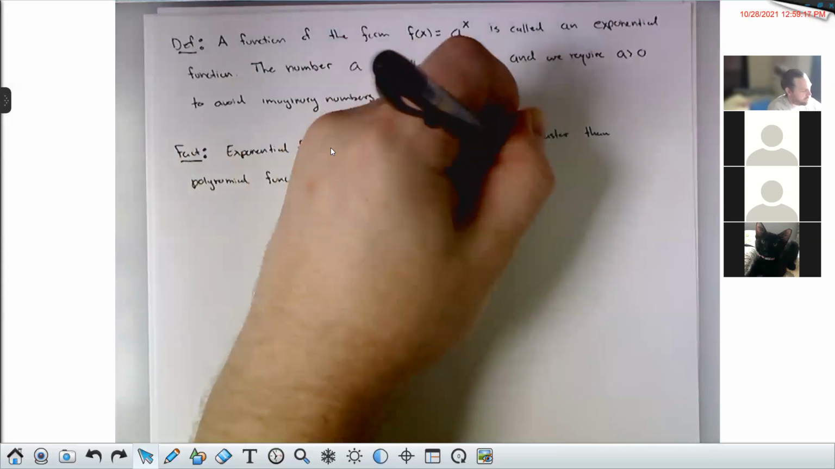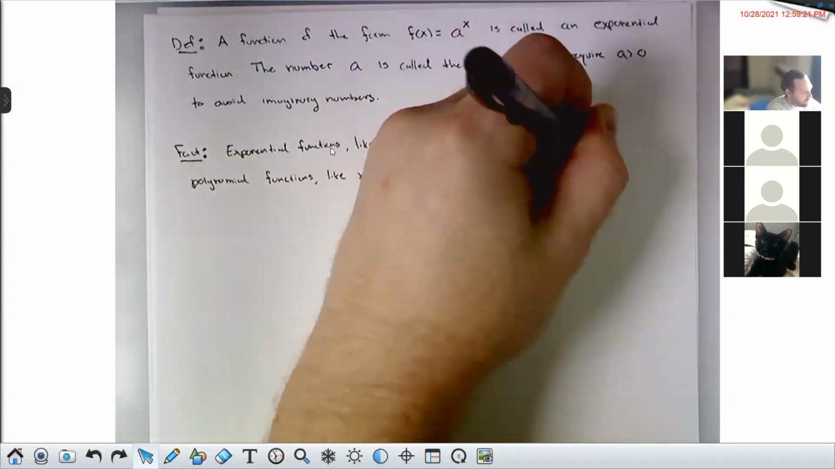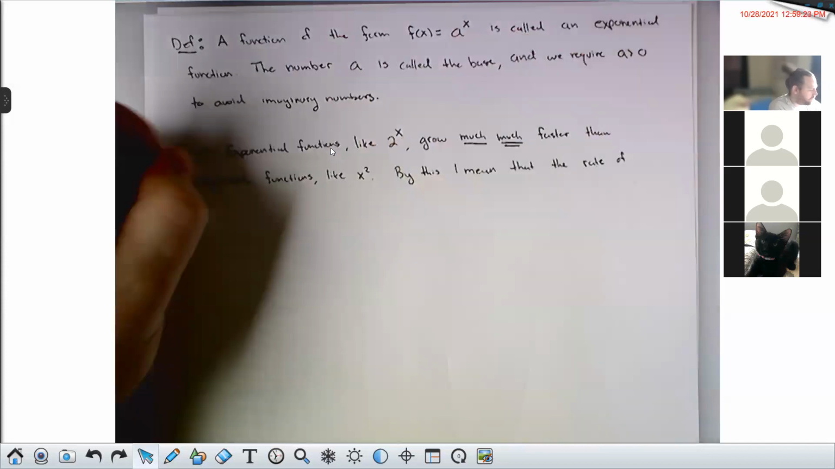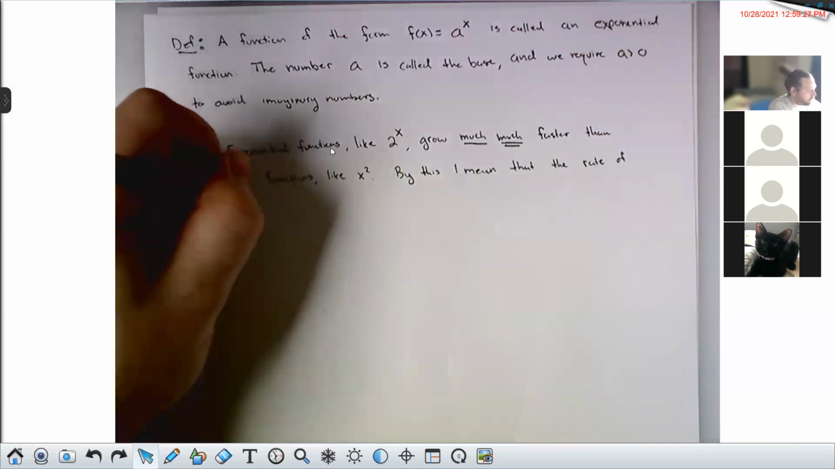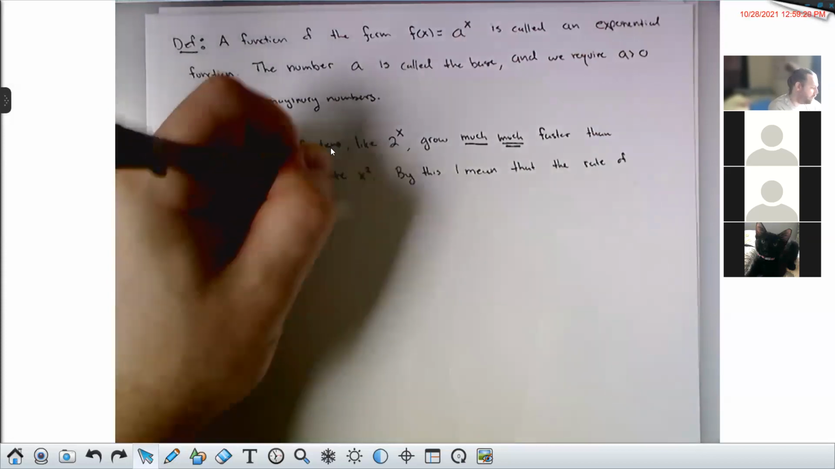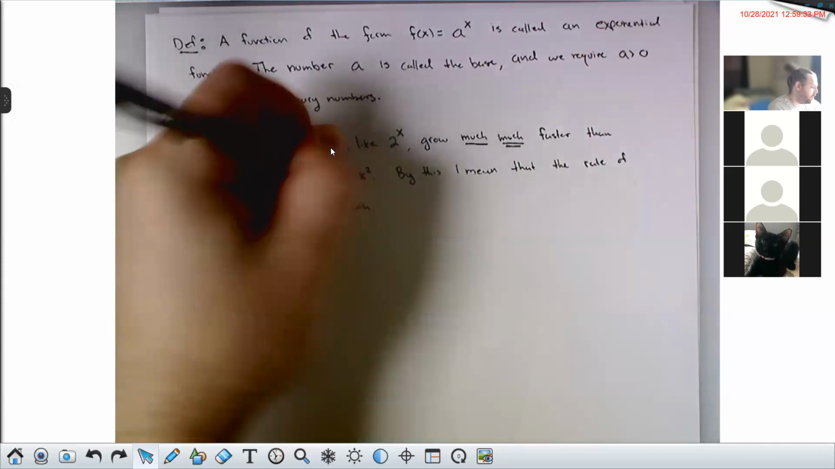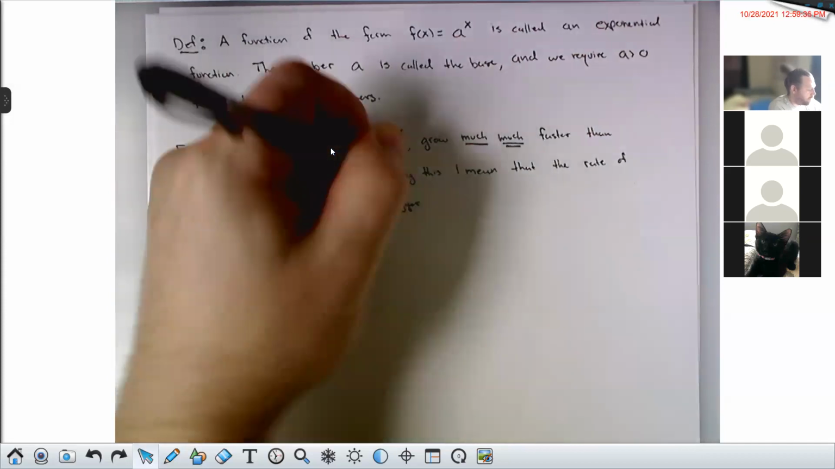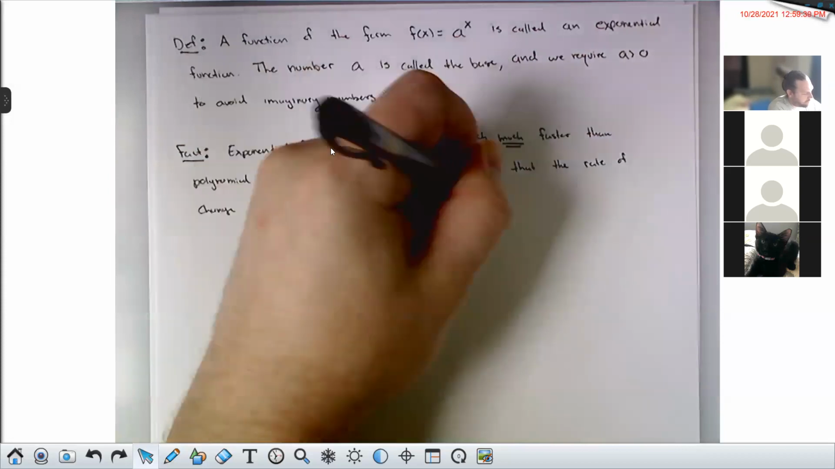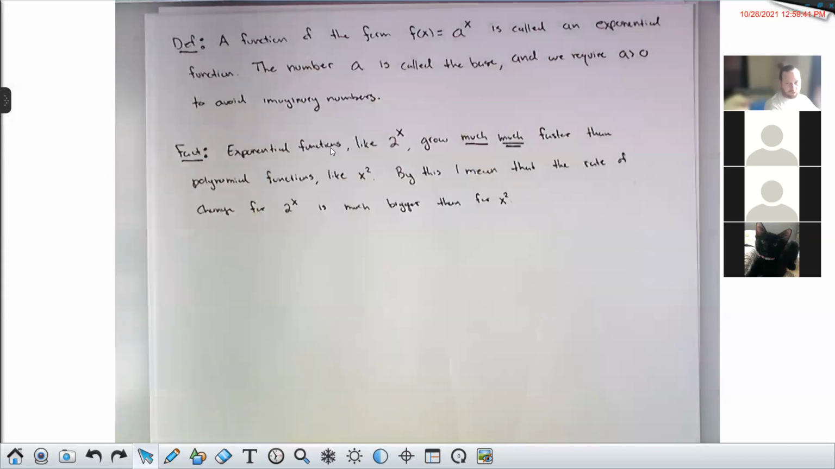The rate of change. So if I want to be quantitative about this, we can. By this I mean that the rate of change for 2 to the x is much bigger than for x squared. And I'll pick some particular x values and do a comparison here in a minute. And I'm saying rate of change rather than average rate of change, because there is also a thing called an instantaneous rate of change. And that's an object you're going to study in calculus called a derivative. For us, the only one we can really play with, because we don't have calculus yet, is the average rate of change. So let's compute a couple of average rates of change.